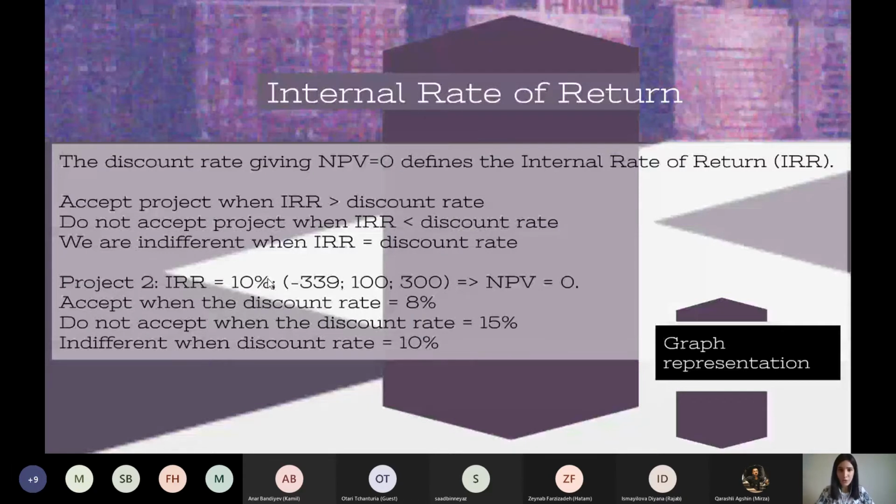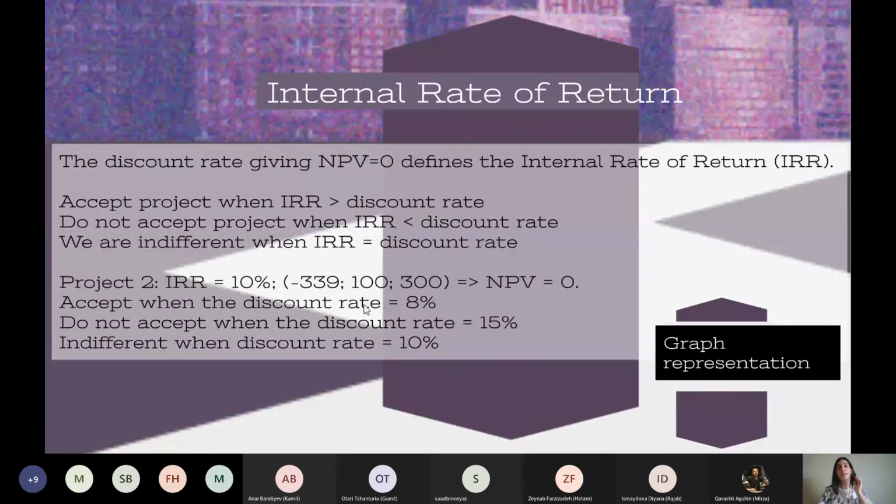Internal rate of return. But let's imagine the same project with a different discount rate. It's not 10%. You do research, you look at the historical data and projects, and you see that the appropriate discount rate is 8%. Then you will accept the project because this discount rate, 8%, is less than 10%.